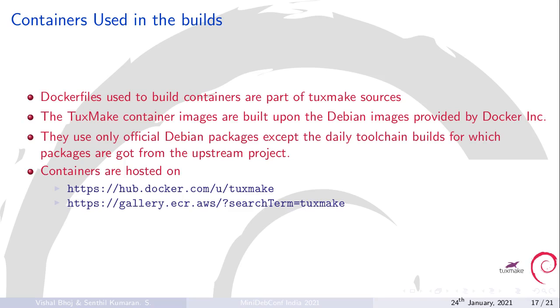except for the toolchains that are being used for daily toolchain builds, which come from the upstream project, like the Clang Nightly toolchain. This basically gets updated on a daily basis in the upstream project, and the container gets updated on a daily basis, pulling this particular updated toolchain from the upstream project. And these containers are hosted on Docker Hub as well as AWS public ECR repository, and you could use either of those with TuxMake to do your builds.